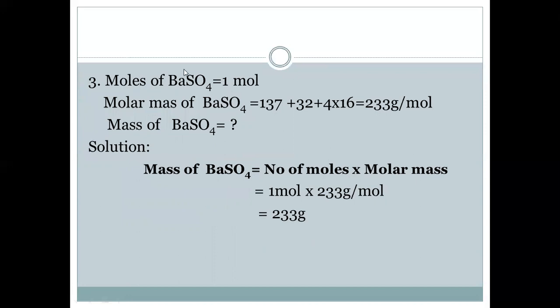The moles of barium sulfate given are 1 mole. Molar mass of barium sulfate: barium is 137 from the periodic table, sulfur 32, and 4 into 16, where 16 is the atomic mass of oxygen. By solving it, 233 grams per mole is the answer. The mass of barium sulfate we have to find out. The formula for mass: mass of barium sulfate is equal to number of moles multiplied by molar mass. Moles are 1 mole. Molar mass is 233. The answer is 233 grams.